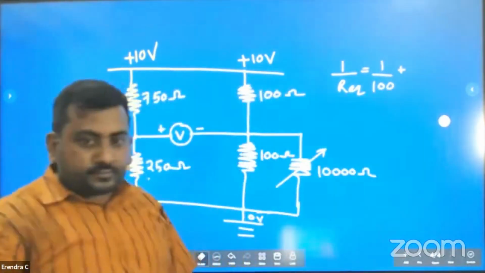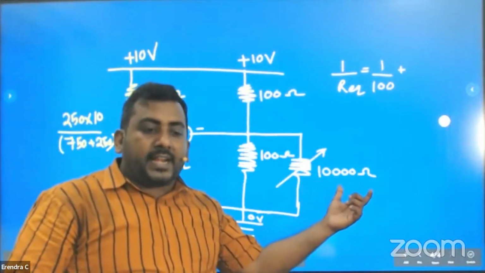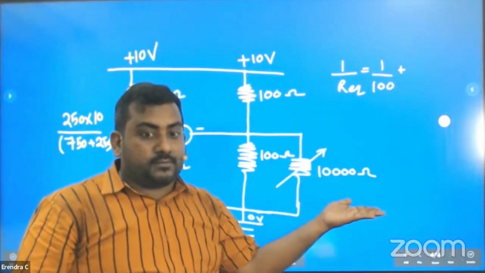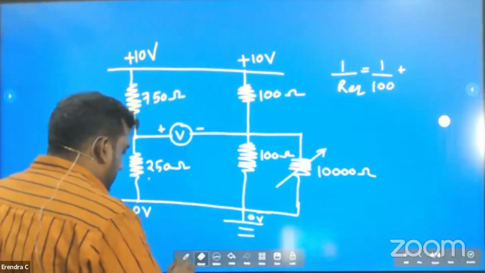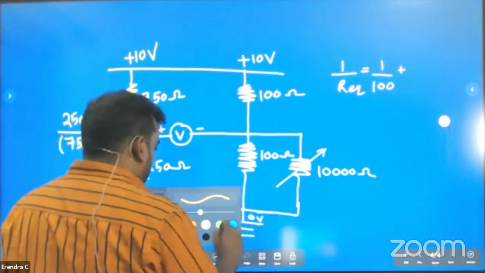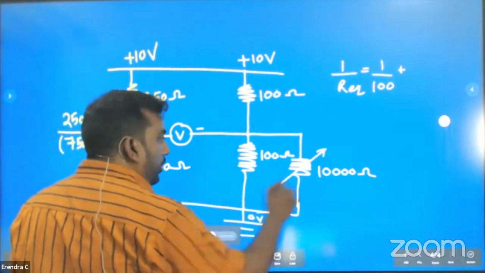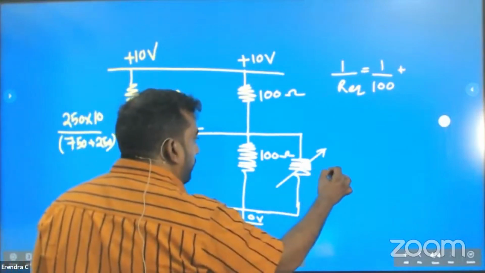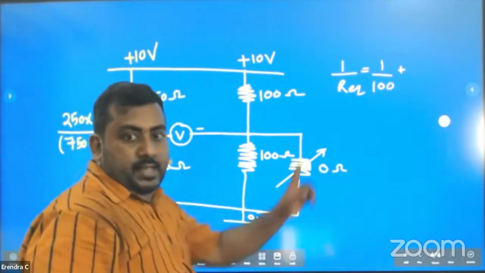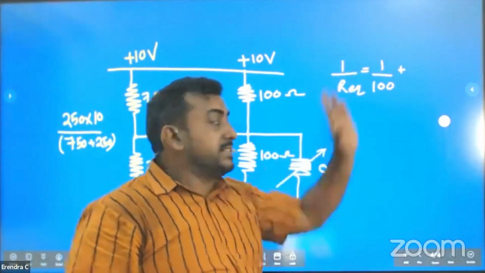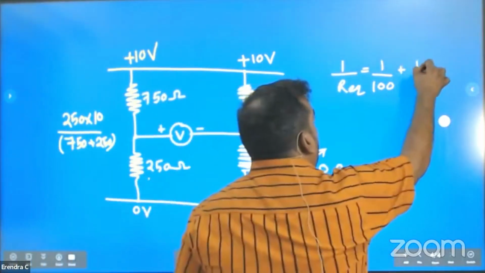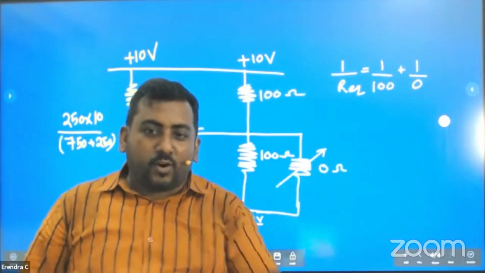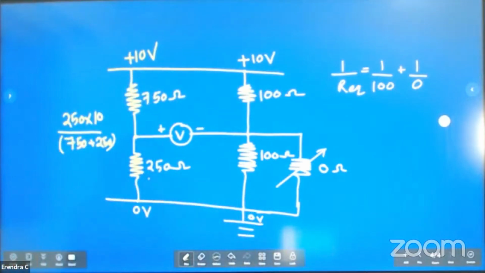Now what? Finally, 10,000 to 0. Now tell me, when this becomes 0 ohm, how do you find the effective resistance? 1 over 100, 1 over 0. Tell me now who is bigger, 1 over 100 or 1 over 0? Tell.